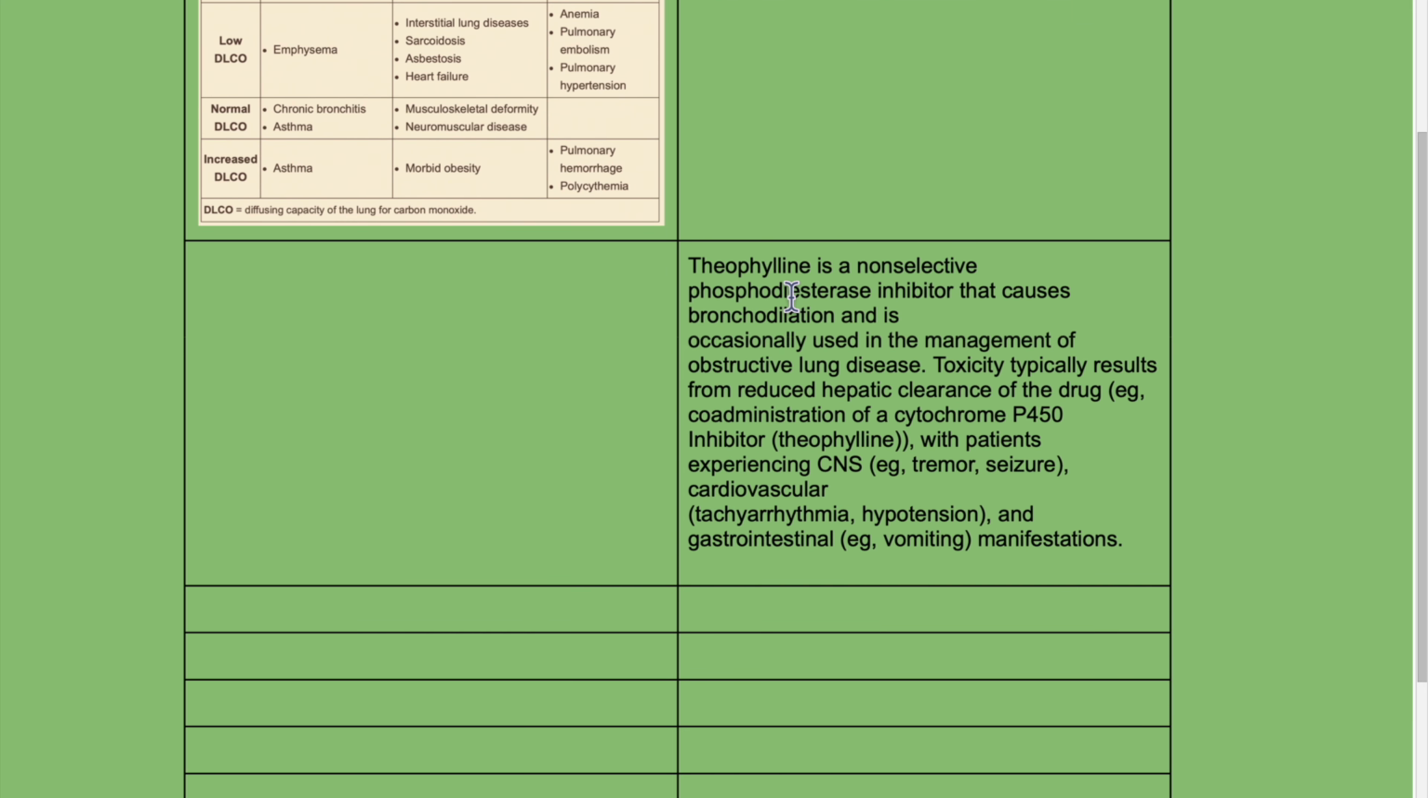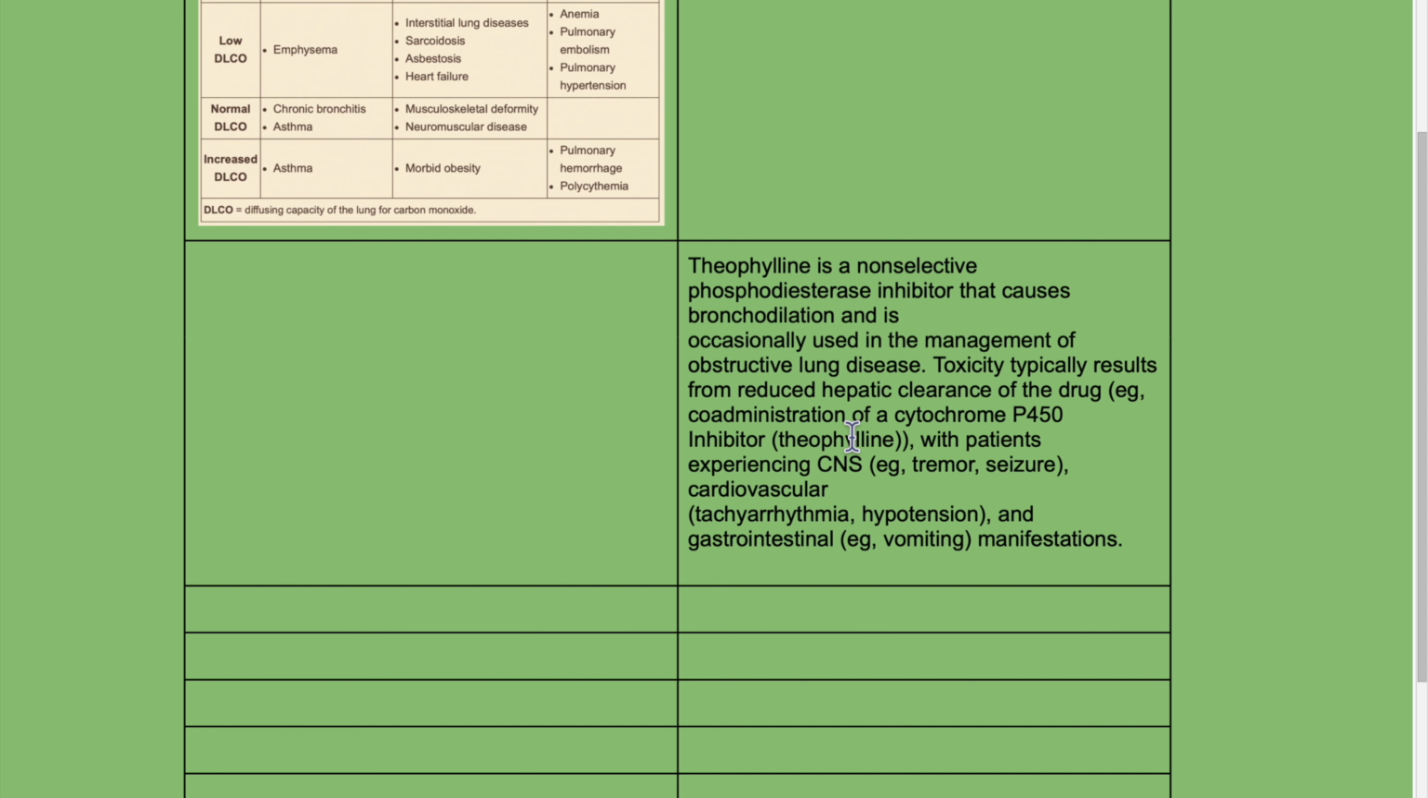Theophylline is a non-selective phosphodiesterase inhibitor that causes bronchodilation and is occasionally used in the management of obstructive lung disease. Toxicity typically results from reduced hepatic clearance of the drug, for example co-administration of a cytochrome P450 inhibitor, with patients experiencing CNS symptoms, for example tremor or seizure, cardiovascular symptoms, tachycardia, arrhythmia, hypertension, and gastrointestinal manifestations, for example vomiting.